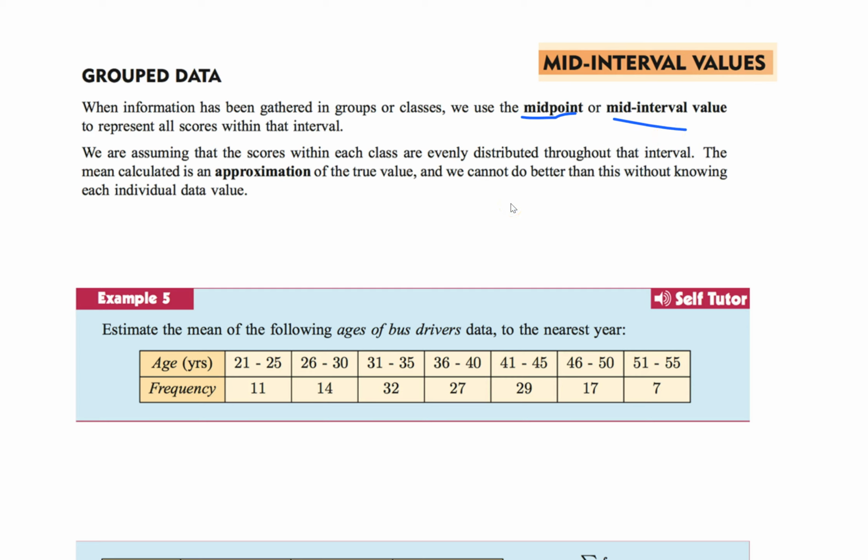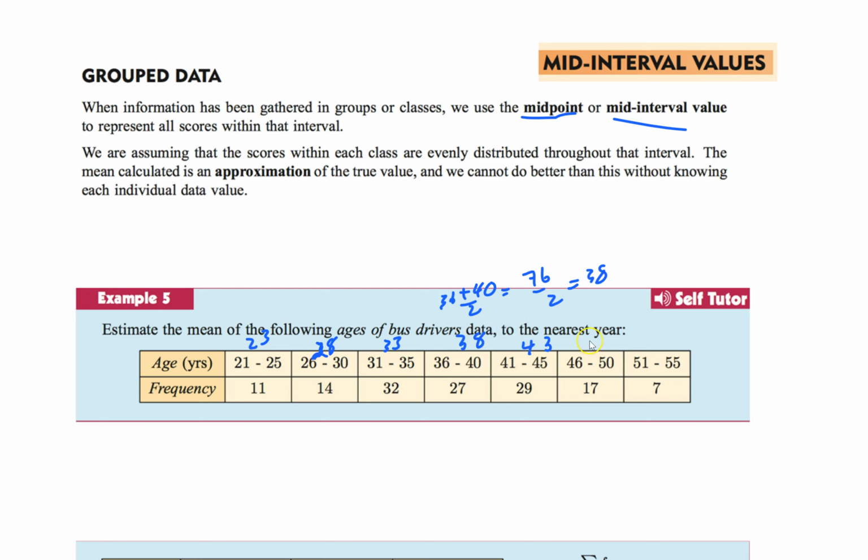So over here we have the age. You have 21 and 25, so you want to find the midpoint between those two. 21 plus 25 divided by 2, or just 23. 26 and 30, it's 28. 31 to 35 is 33. Again, you can always just add them up and divide by 2 if you're not sure. 76 divided by 2 is 38. So that's for this one.